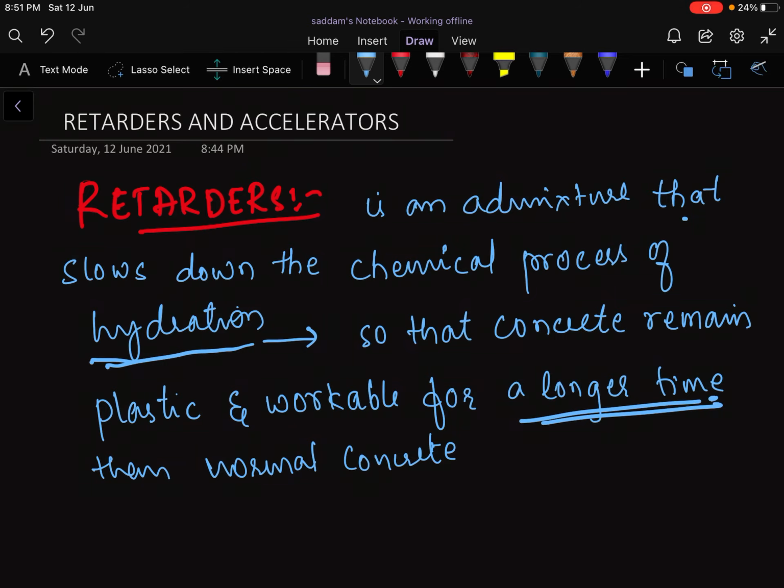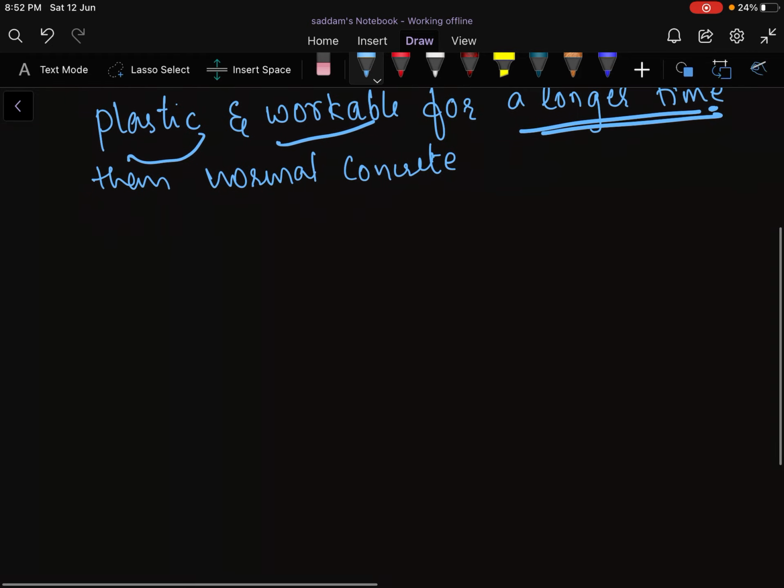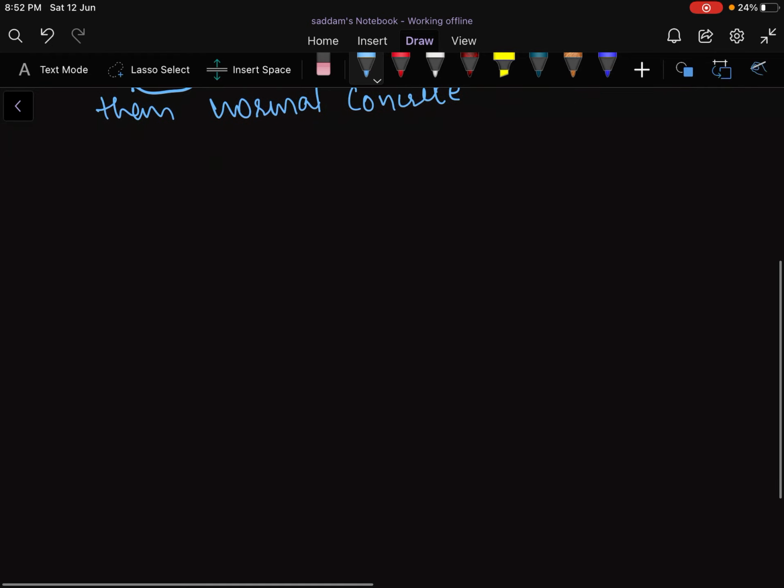Now what are the situations in which we need to use this retarder? Okay. So now we have established that a retarder is an admixture that will slow down the process of hydration. By doing that, it allows the concrete to remain plastic and workable for a longer period of time. Okay. So let us try to understand where the retarders are actually used.